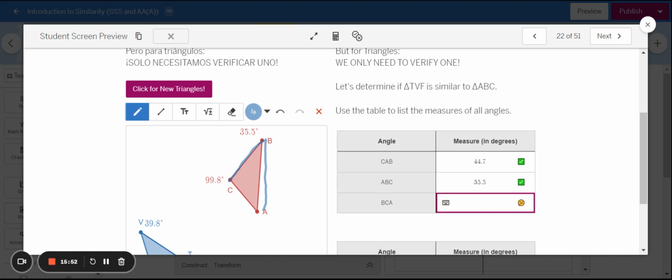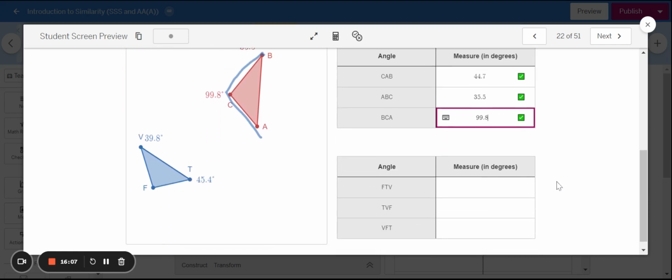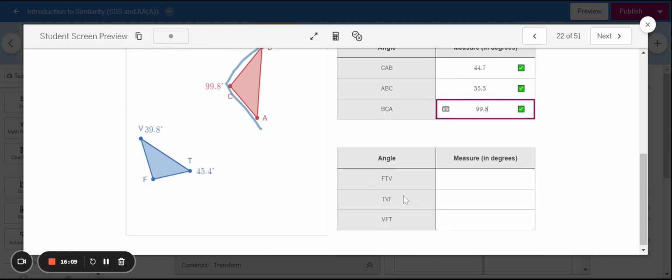And then the last one is BCA. So B starts here, C, and then A. That one is the 99.8. Looks like we did a good job with that. Thank you, Desmos, for letting me know. And then we're going to do the same thing for the other three.